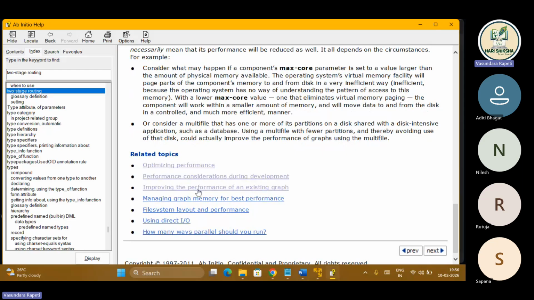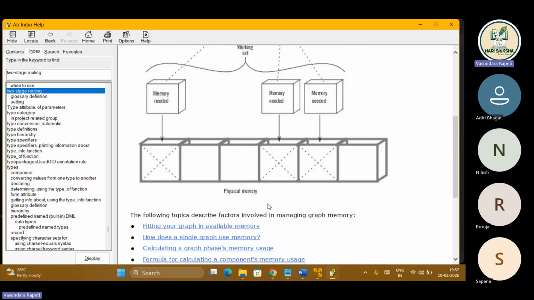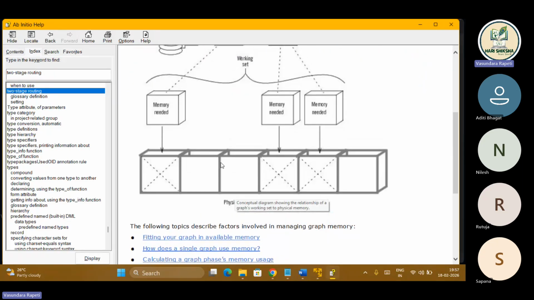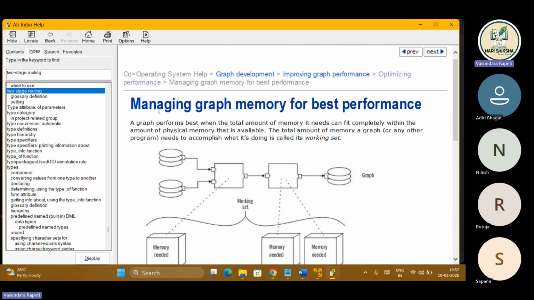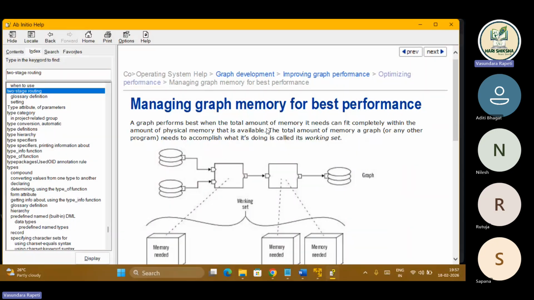So this is managing the graph memory for best performance. Memory needed, working set, physical memory, how much RAM size they eat up. A graph performs best when the total of memory it needs can fit completely within the amount of physical memory that is available. That means utilizing the entire memory properly.